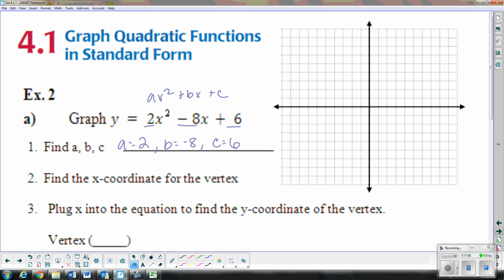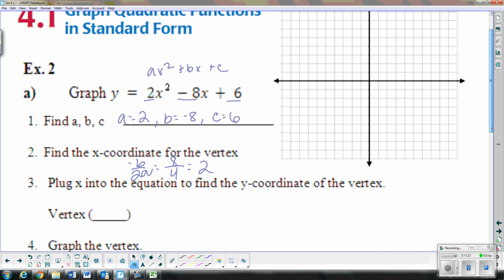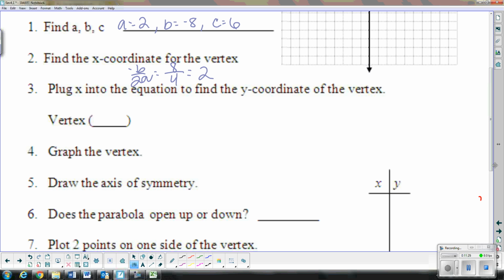The next step is to find the x-coordinate of the vertex, which is negative b over 2a. So in this case, it's negative negative 8, which is 8, over 2a, which is 4. So 8 over 4 is 2. Now that's our x-coordinate of our vertex, but that's not the only coordinate we need. We also need the y-coordinate.